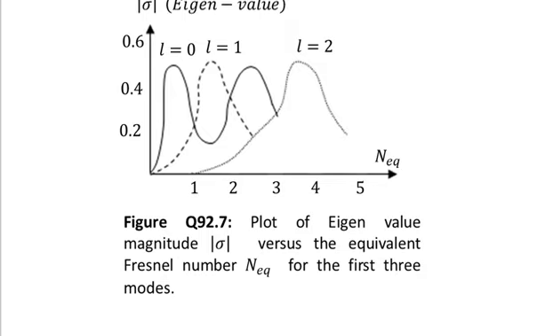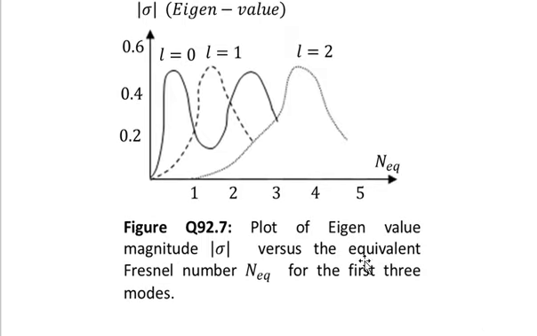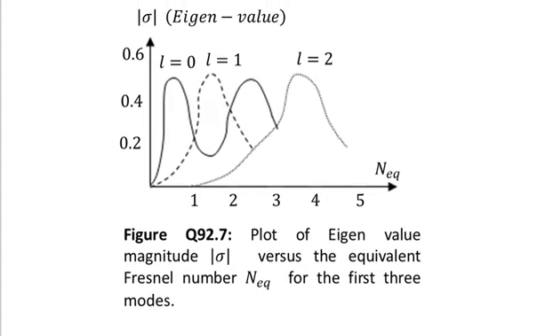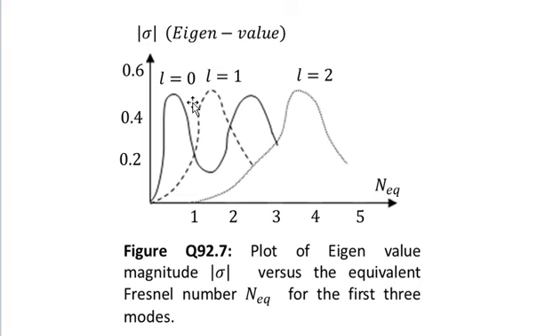This is the figure. The caption of the figure is: plot of eigenvalue magnitude, that is sigma mod, versus the equivalent Fresnel number NEQ for the first three modes. For the first three modes, this figure is given, and the first three modes are represented by the values L is equal to 0, L is equal to 1, and L is equal to 2. You can see that the magnitude of sigma has been plotted along the vertical axis, and the equivalent Fresnel number has been plotted along the horizontal axis. The three modes have been shown.